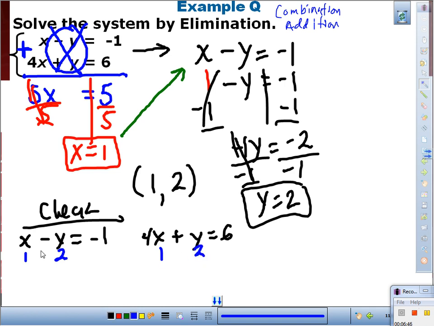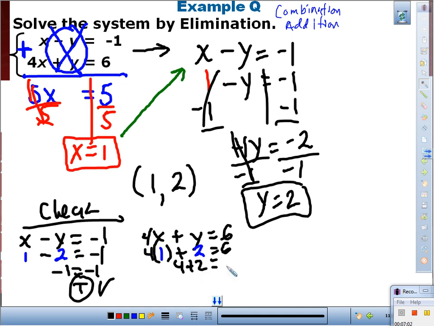Bring everything else down. Minus equals negative 1. 1 minus 2 is negative 1, equal to negative 1. Is that true? Yes. So we're done with that one. Bring down the 4 plus equals 6. 4 plus 2 equals 6. Is 6 equal to 6? Yes, that's true. If it's true for both, then we write solution.